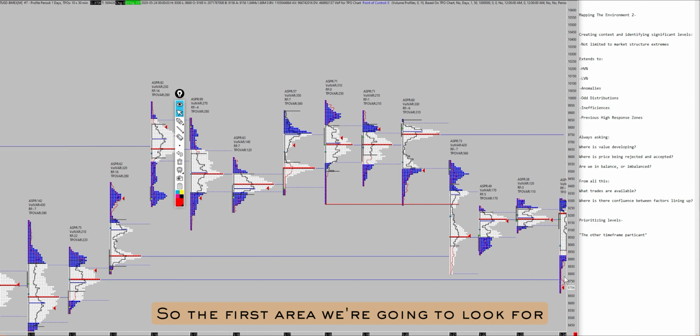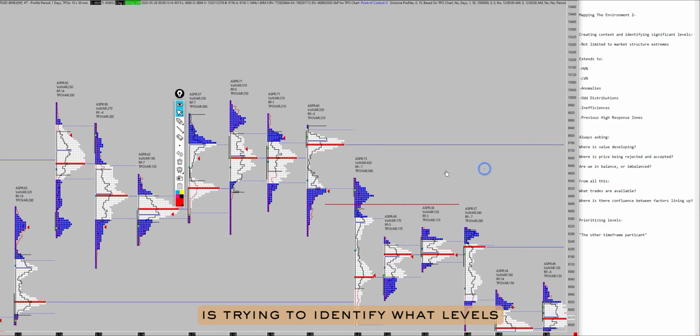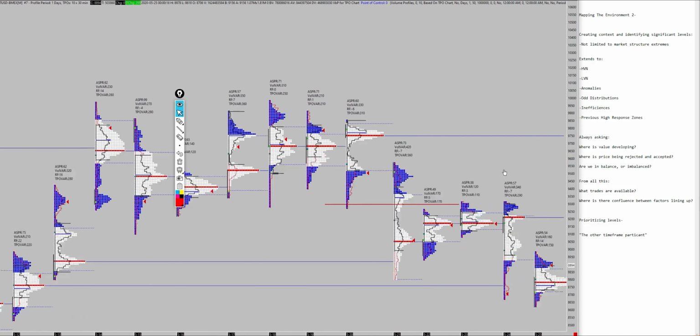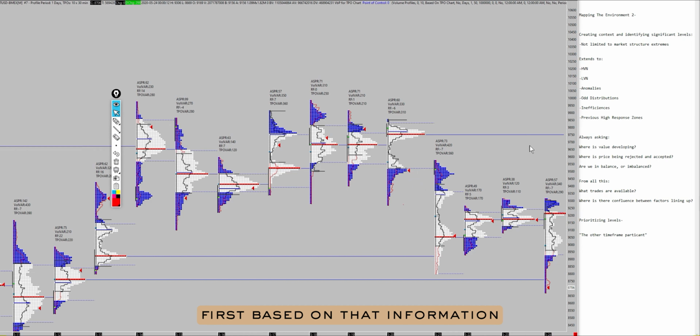So the first area we're going to look for, and again, it's just about mapping where the trades are available, would be acceptance below this value area, a test of this naked point of control, which sets up potentially a long scalp opportunity, a short breakdown opportunity. But you could see that all we're doing is trying to identify what levels are relative to where we currently sit, and what we are more likely to visit first based on that information.